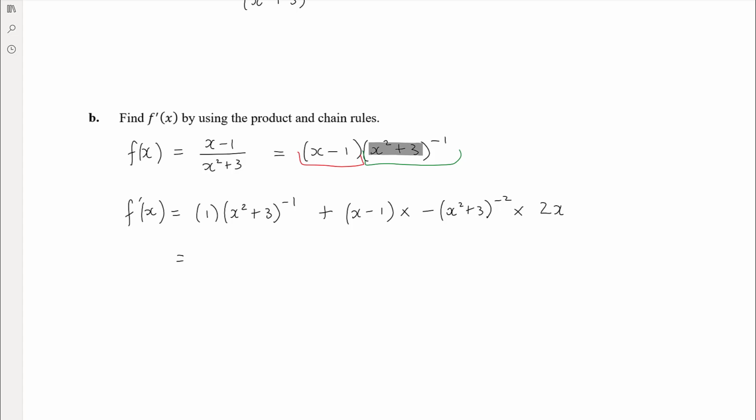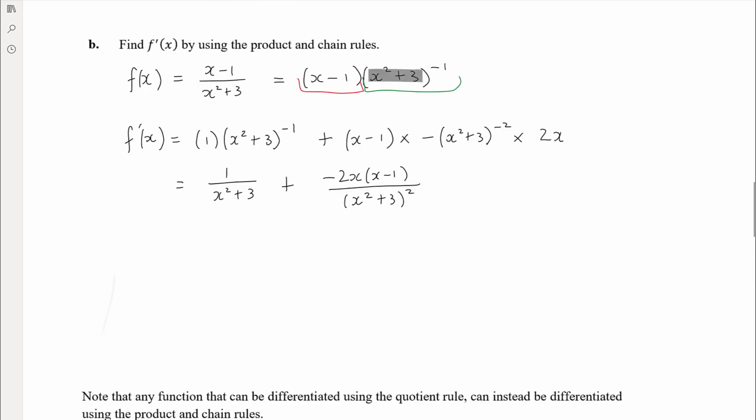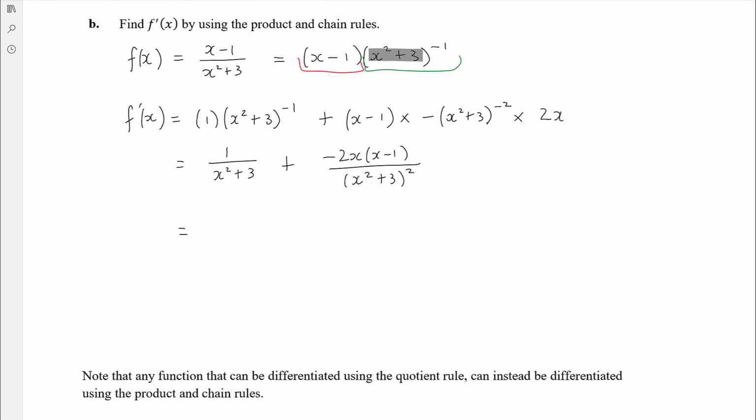Okay, let's tidy this up a little bit. The first part of that function is now just 1 on x squared plus 3, plus, now here, we've got a negative, we've got a 2x, we've got an x minus 1, so we've got negative 2x times x minus 1 all over x squared plus 3 all squared. Then if you wanted to match it to your quotient rule, you're going to need a moment where you find a common denominator. So that's going to be x squared plus 3 over x squared plus 3 all squared, plus, let's write this as minus 2x squared plus 2x.